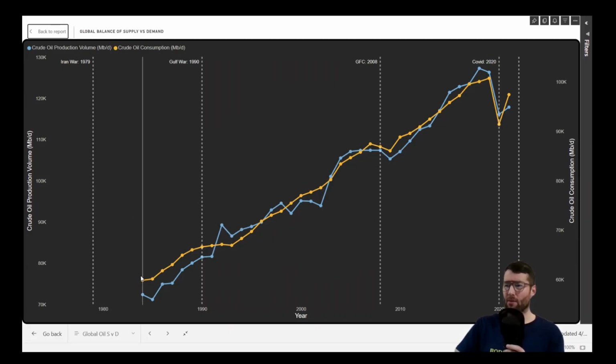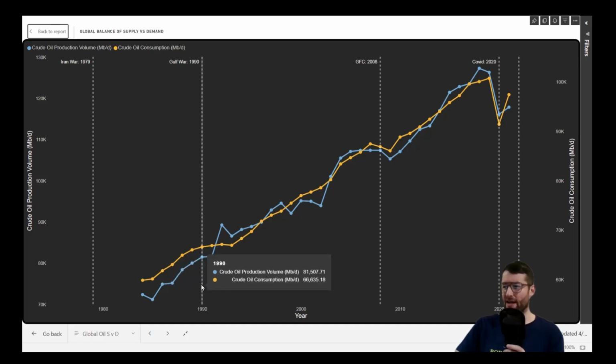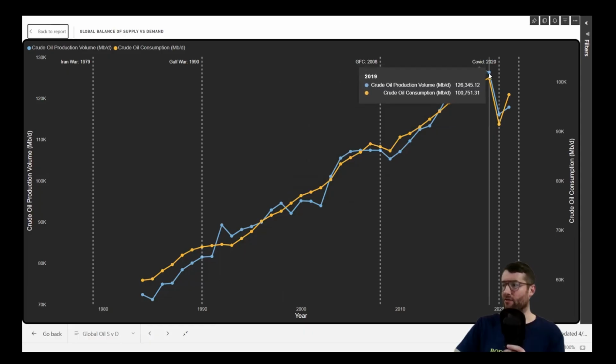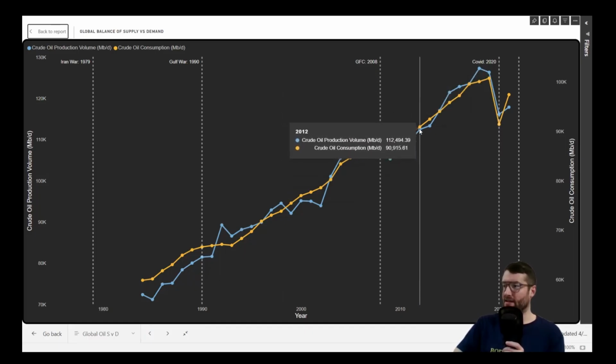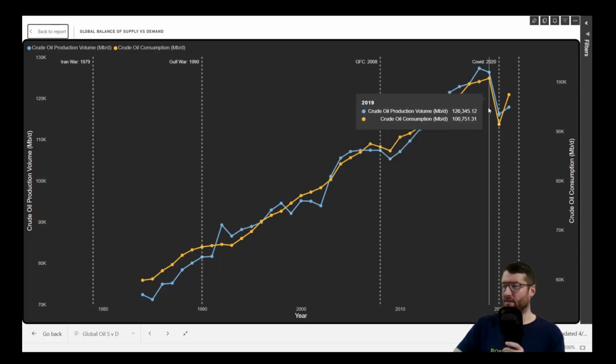If we look at production here in the blue versus consumption in the yellow, we can see that in 1986 production was a lot higher. In 1990 production was higher. GFC, production still way higher. And then up here, COVID, production way higher again. We see some tighter years between the two, but for the most part there's a clear disparity.